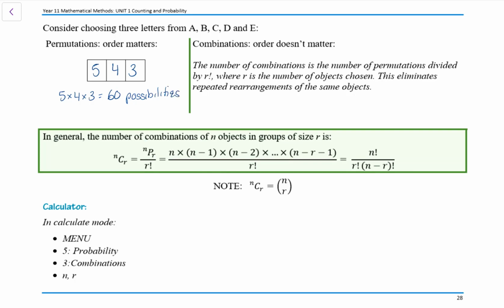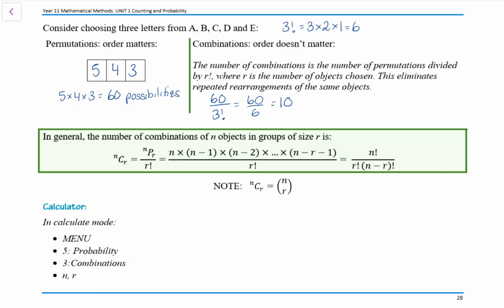Now combinations, order doesn't matter. The number of combinations is the number of permutations divided by R factorial. So here it's 60 divided by 3 factorial. Now 3 factorial is 3 times 2 times 1, which is 6. So this is 60 divided by 6, which is 10. We only have 10 possibilities. So that's getting rid of our repeated arrangements.